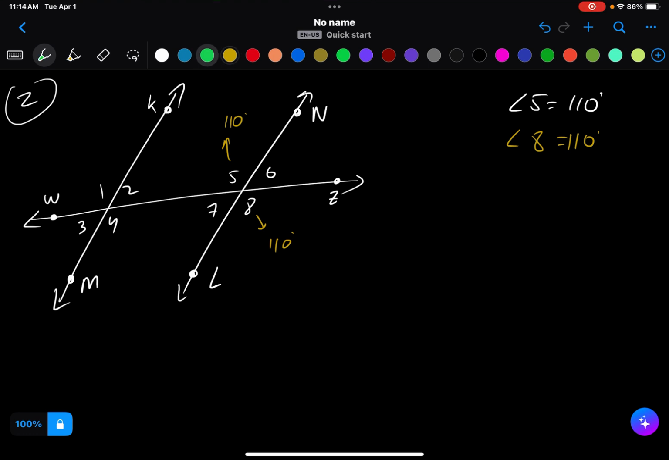Then I'm going to use the corresponding angle theorem, and these angles 5 and 1 are corresponding. So that means angle 1 is also going to be 110 degrees.